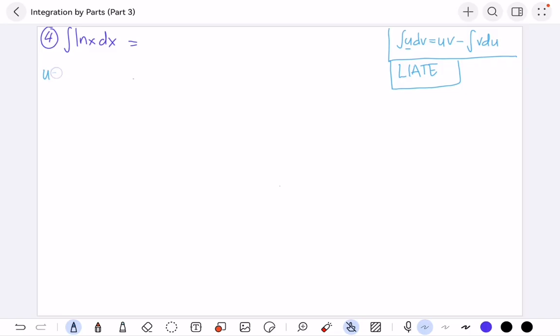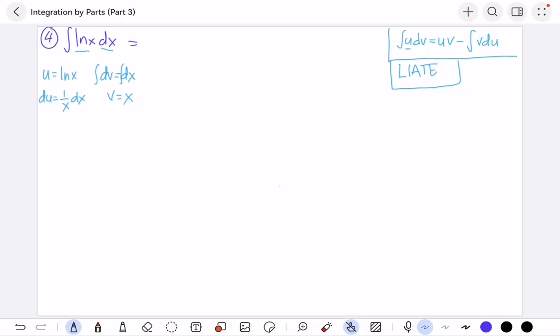So we have u. We only have a logarithmic function, so that is now our ln of x. And our dv is the remaining expression, which is dx. So if ln x is u, definitely the remaining dx will be dv. Now du is equal to the derivative of ln of x, which is 1 over x dx. And to find v, we integrate both sides. So the integral of dx is x.